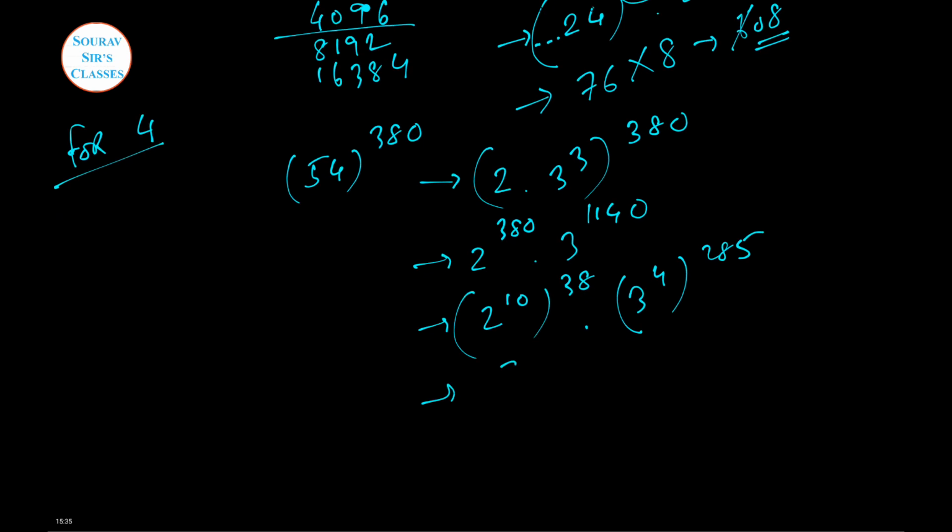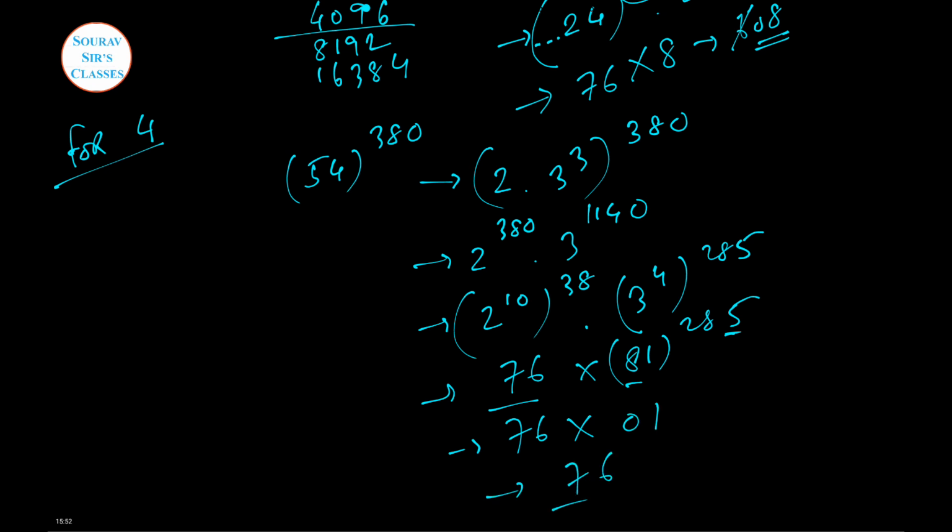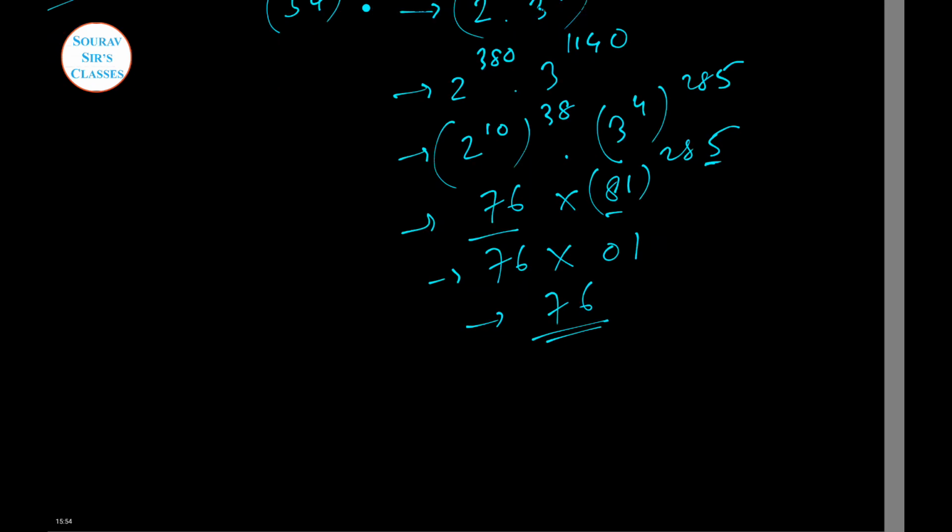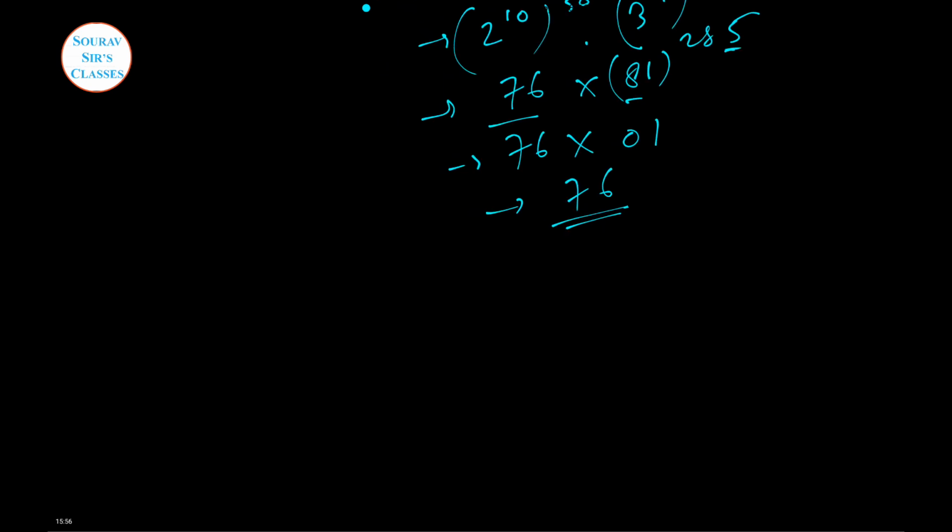So 2 to the power 10 has to end in 76, this is 81, so 81 to the power 285. So this is 76, 81, so 5 8s are 40, 01, so just multiply, this will give you 76, so the last 2 digits for 4 here is this. Okay, now for 6, this is a specialty of 6, the last digit of 6 will always be 6.